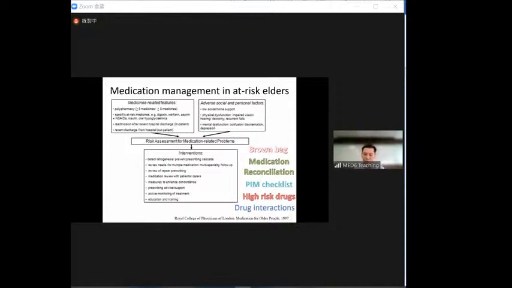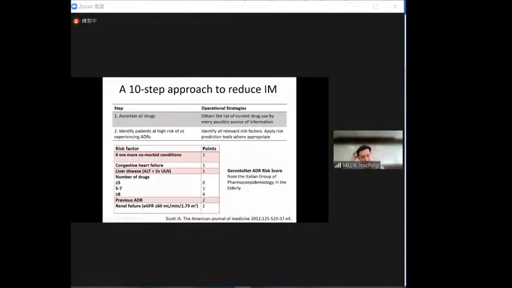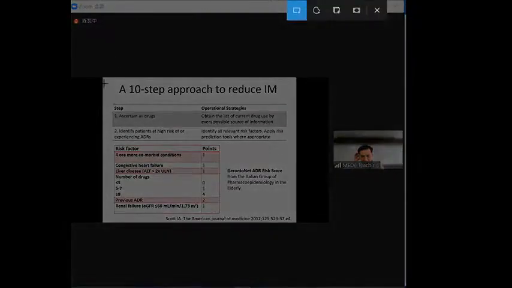using the more traditional way, the brown bag. This is the brown bag, and the patients put all the medications into the bag and bring it back to the clinic for your advice. We do the medication reconciliation, check any potential inappropriate medications, high-risk drug interactions, and support the patient. So we have some so-called concepts.